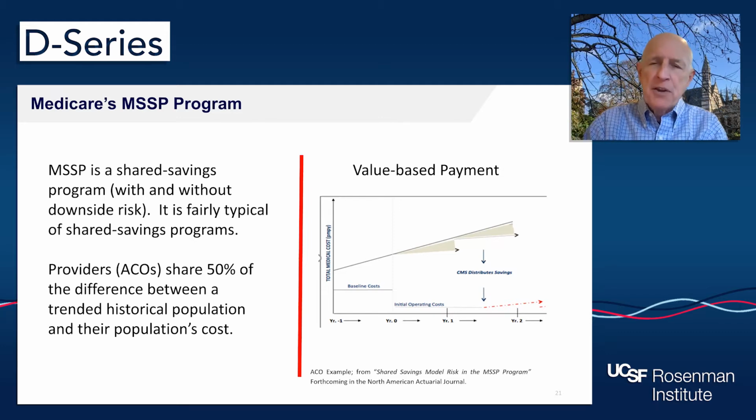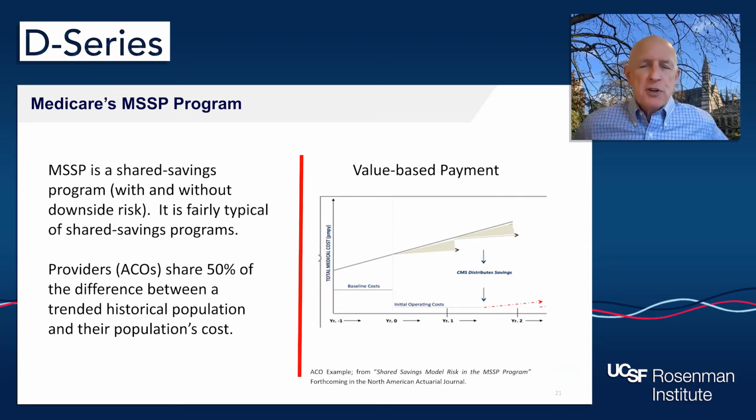And if you come in under that projection, if it's a gain, you can share 50% of that difference, the brown area there, with CMS. They'll actually pay you some money back. Or if you lose money, you end up having to pay CMS 50% of that difference. So that's the basic concept of a shared savings model.